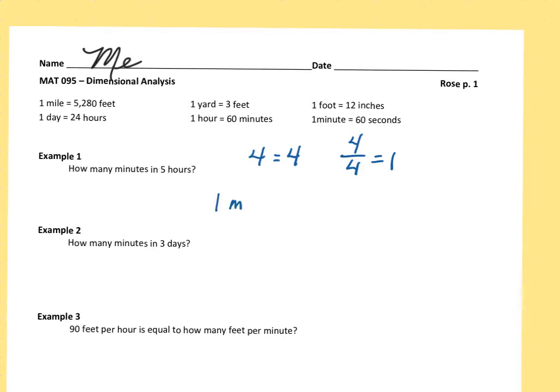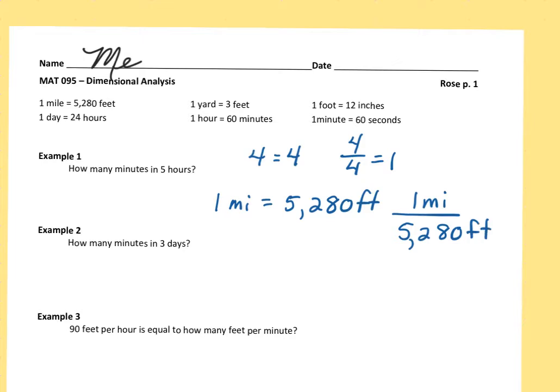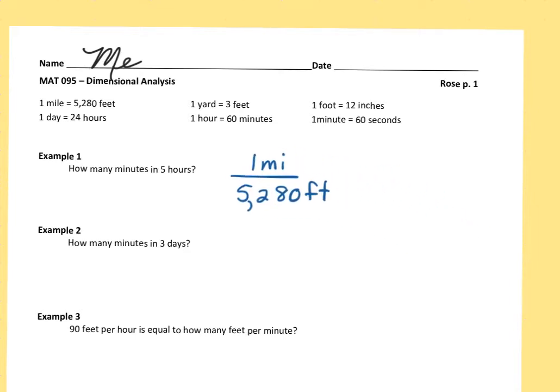Because 1 mile equals 5,280 feet, that means that 1 mile divided by 5,280 feet equals what? Well, 5,280 feet go into 1 mile one time. This is called a conversion factor.